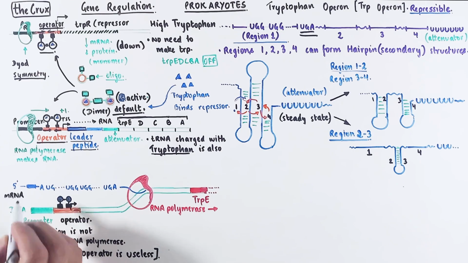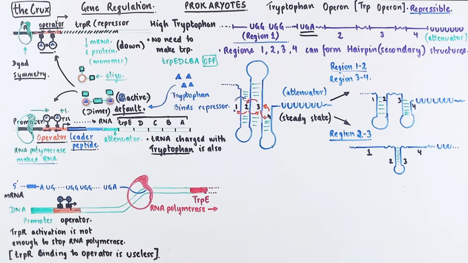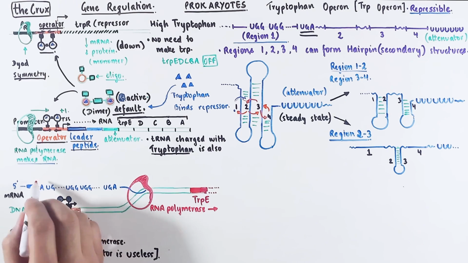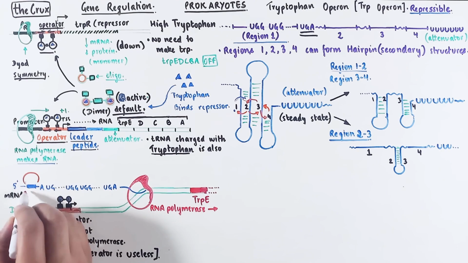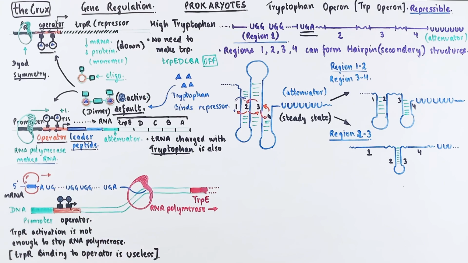So how do we stop the RNA polymerase from making the RNA on the trp operon? To understand this, let's get back to this picture when the RNA polymerase is in the process of transcription, and it has just transcribed the leader peptide region. Again, just as we saw before, the ribosomes will bind at the 5' end of the RNA and start translating the RNA into a protein.